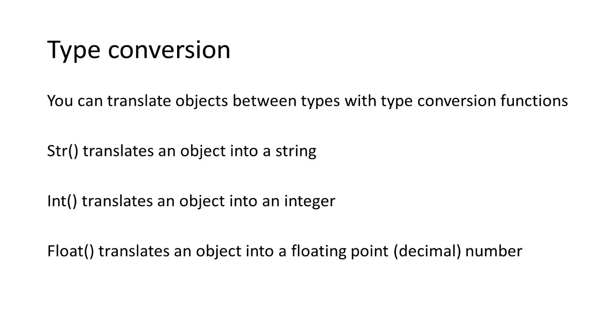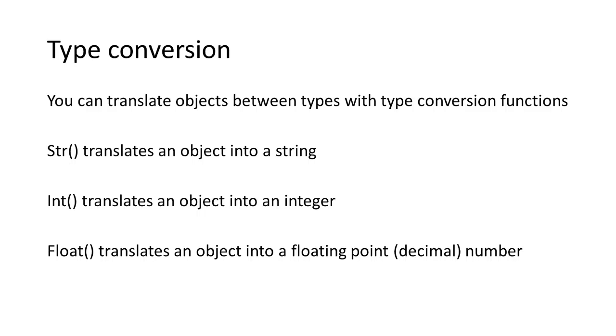There are also special functions that allow you to translate objects between types. These are called type conversion functions. For example, the str function translates an object into a string. The int function translates an object into an integer, and the float function translates an object into a floating point or decimal number.